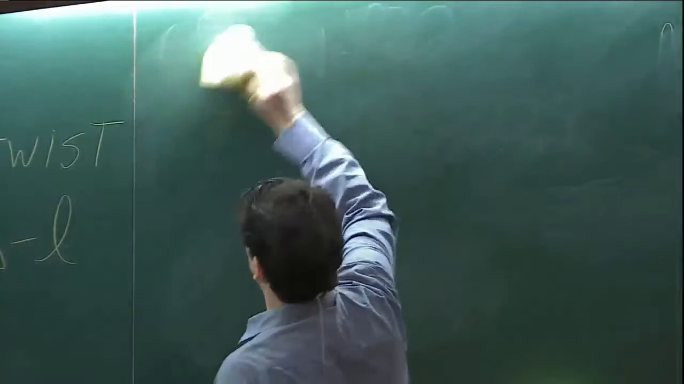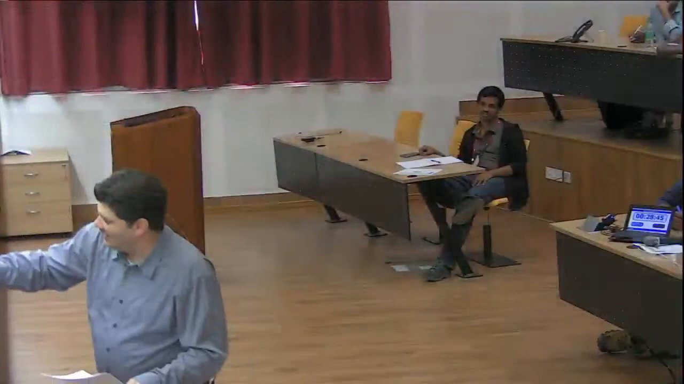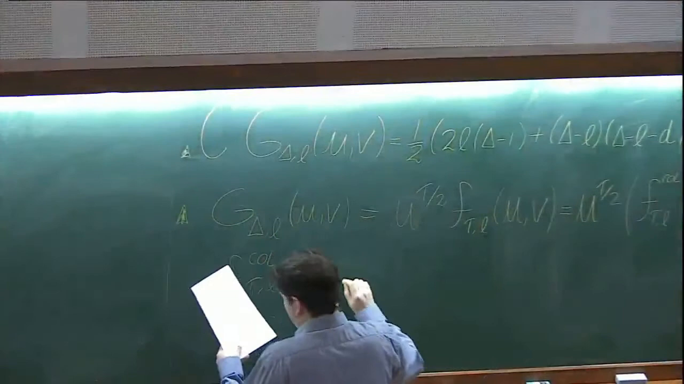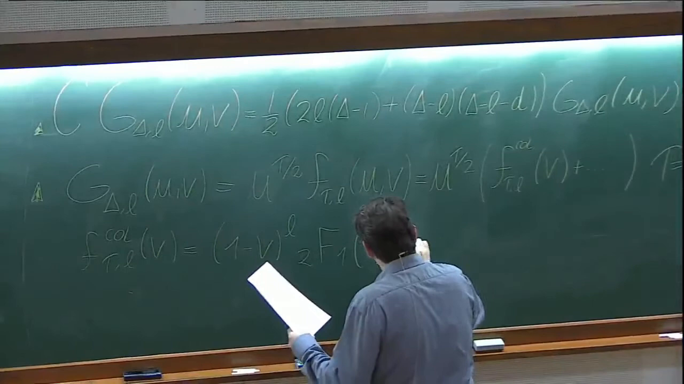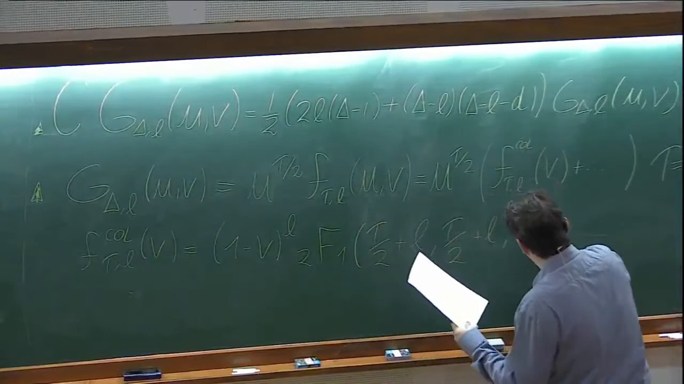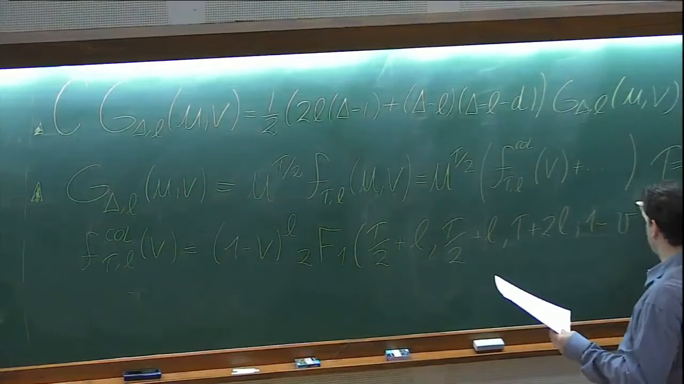Where this F tau L collinear V is, you will start loving this, some hypergeometric function, F1, tau over 2 plus L, tau over 2 plus L, tau plus 2L, 1 minus V is something. And another nice feature of this, which you can check explicitly from this, is the small v behavior.